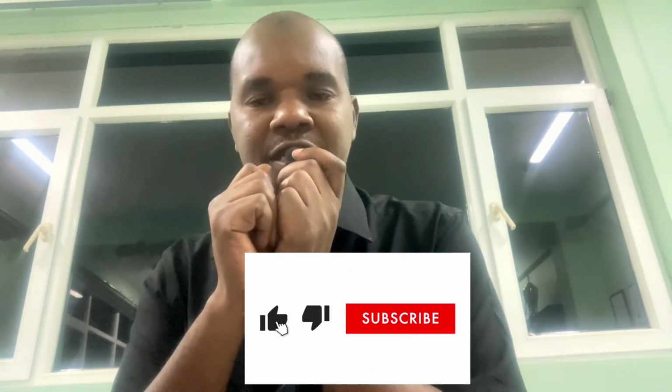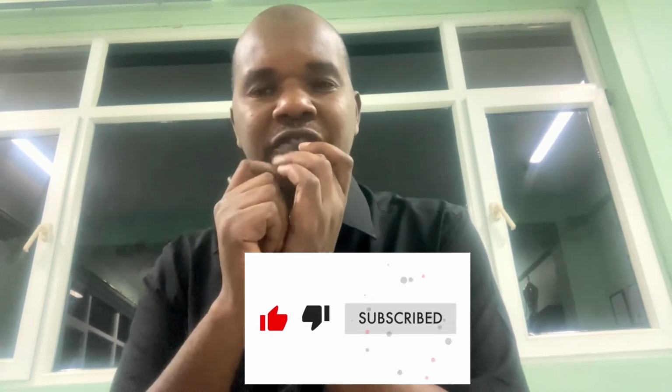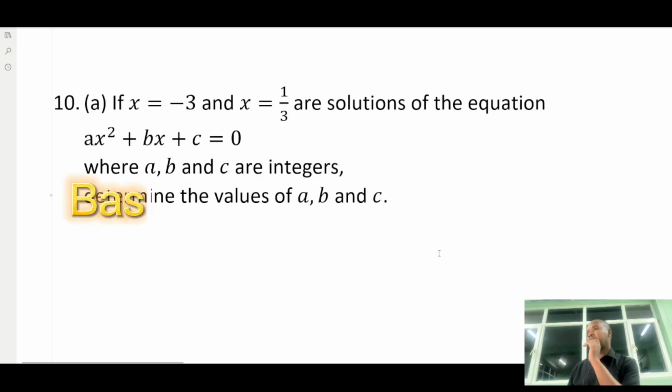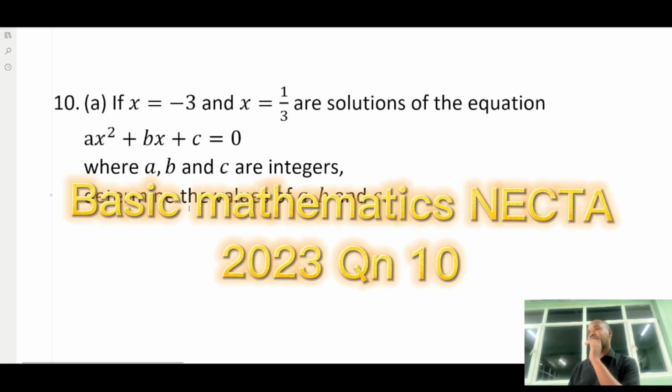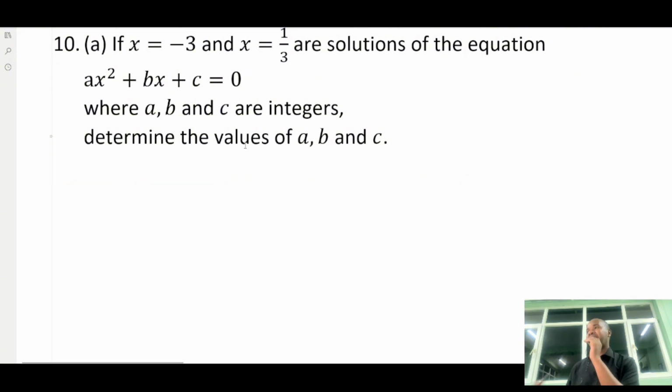Hapa ni Elimu Kiganjani na tutasolve maswali form 4 Necta 2023, mtihani wa taifa mwaka jana, na jump to question number 10, and here is the question: if x equals -3 and x equals 1/3 are solutions of the equation ax squared plus bx plus c equals 0, where a, b, and c are integers, determine the values of a, b, and c.